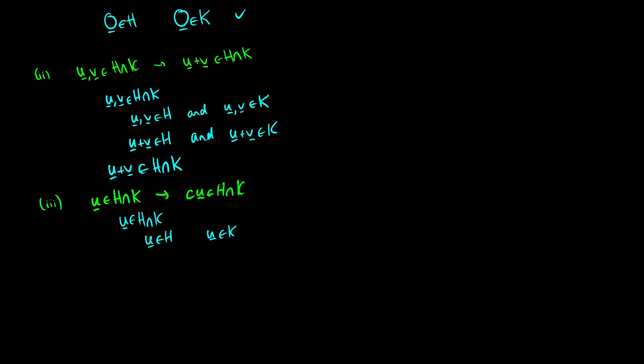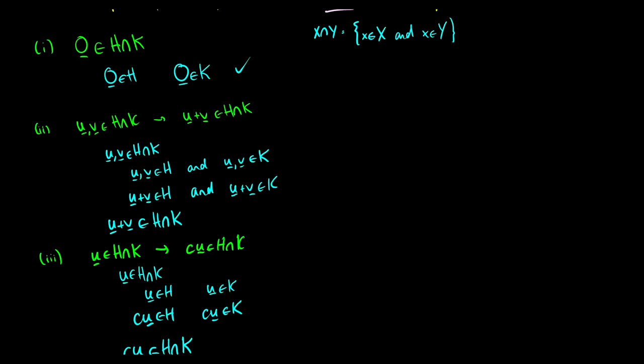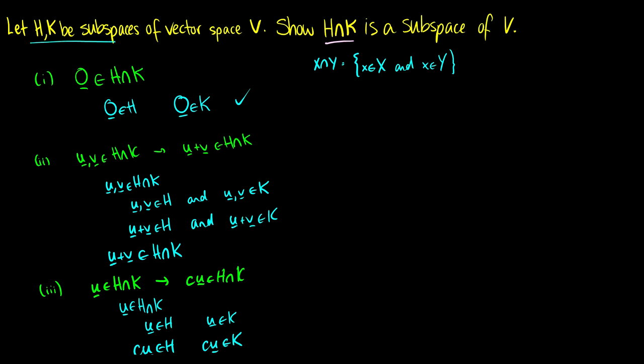And because H is a subspace, any scalar times u is going to be in H. Because K is a subspace, any scalar times u is going to be in K. Any scalar times u is in both of these, therefore c times u is going to be in the intersection of H and K. So, therefore we have proven that if H and K are subspaces, then H intersection K is also going to be a subspace. Okay, so that's the first proof.